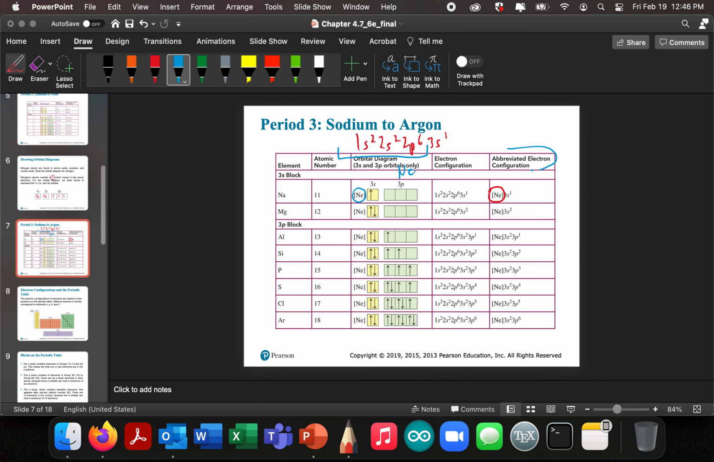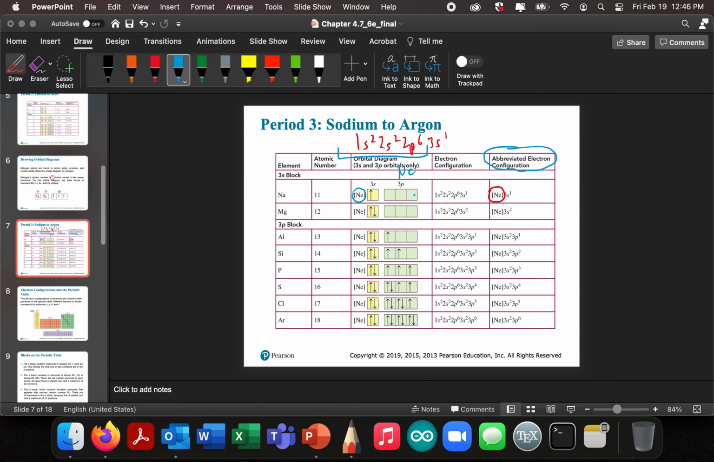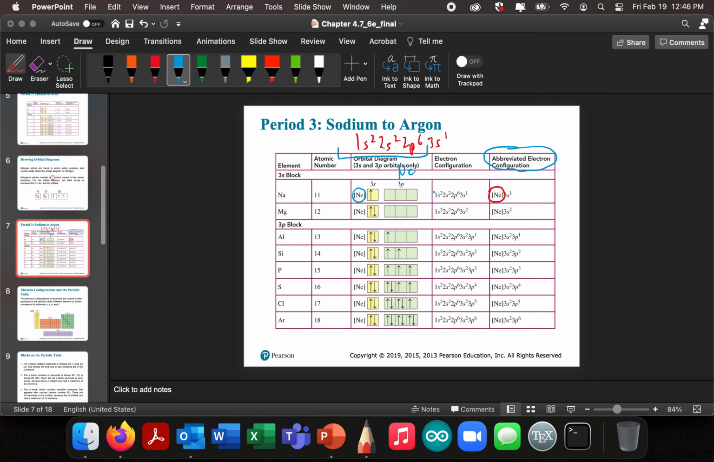This is called the abbreviated electronic configuration, and it's great. Really helps us a lot, right? There is neon right there. And we can really save a lot of grief because we're not concerned about that. That's not where the action's happening. The action's happening on the outside, not the inside.